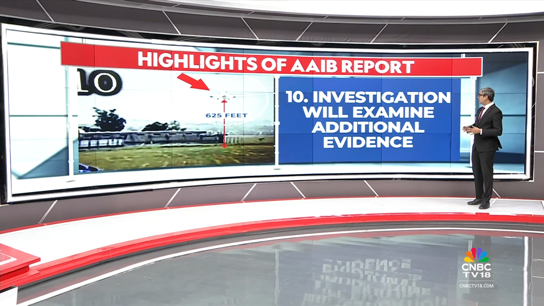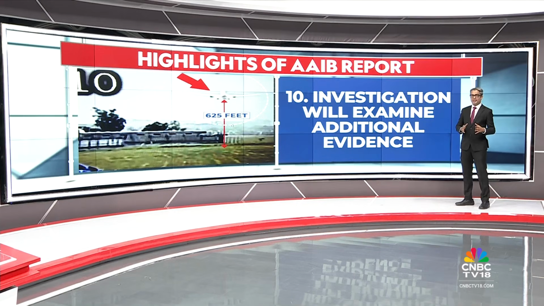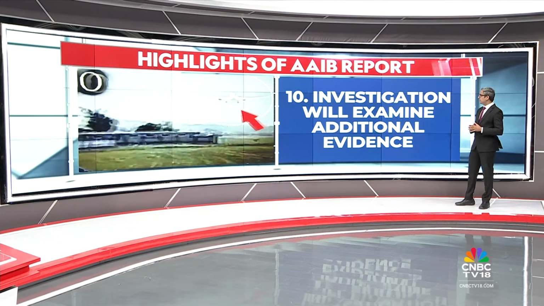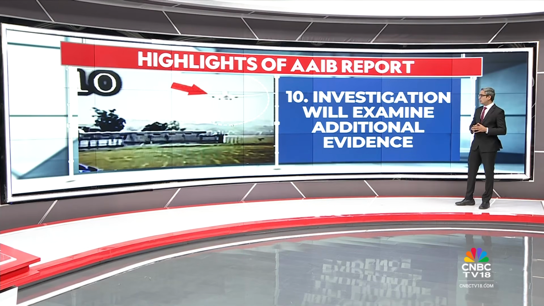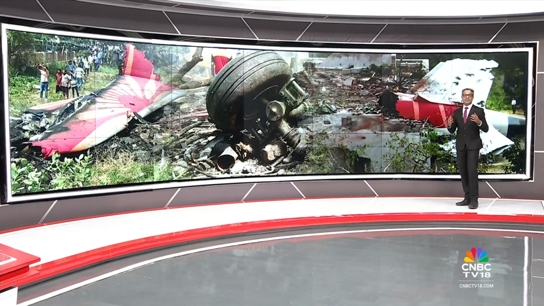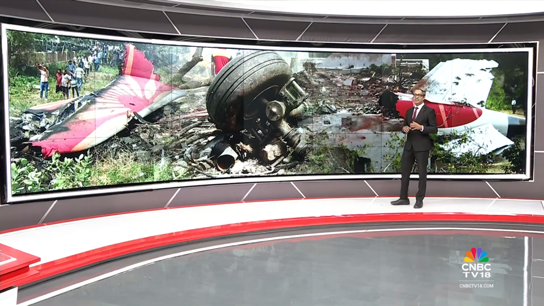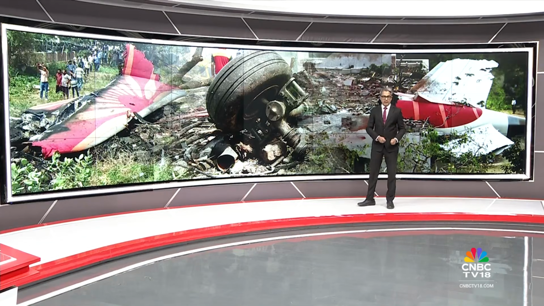The investigation will now examine additional evidence. The preliminary report, a 15-page report, has now been submitted to the Ministry of Civil Aviation. The investigation will also examine if any additional evidence is brought forth. The preliminary report simply says that their finding is that the fuel cutoff switches, which should have been in the run mode, were in the cutoff mode. The pilots realized this, and then they moved it back up to the run mode.